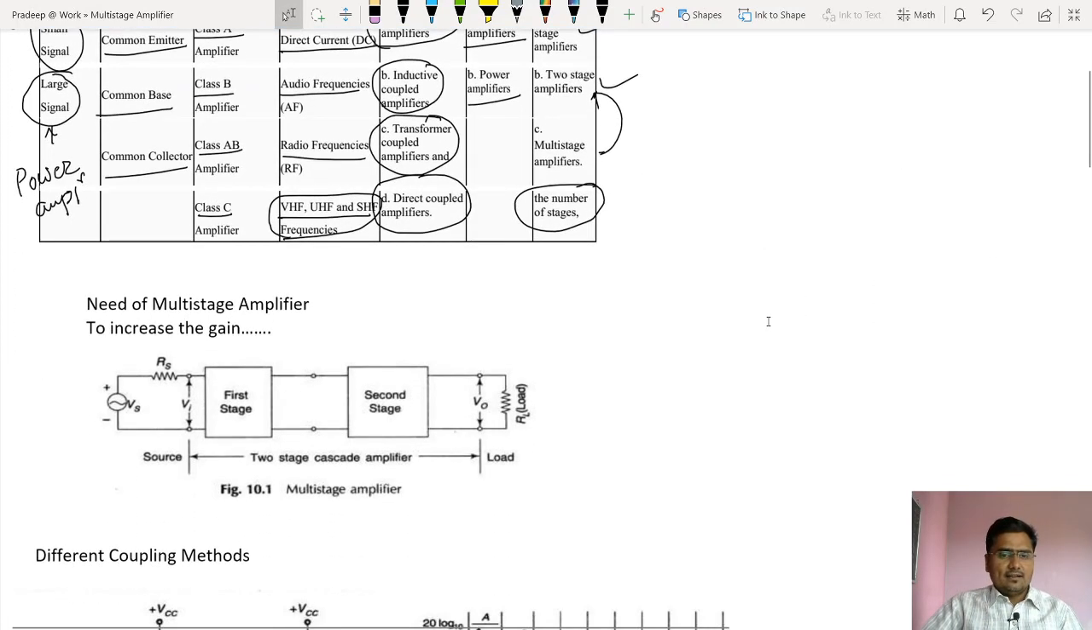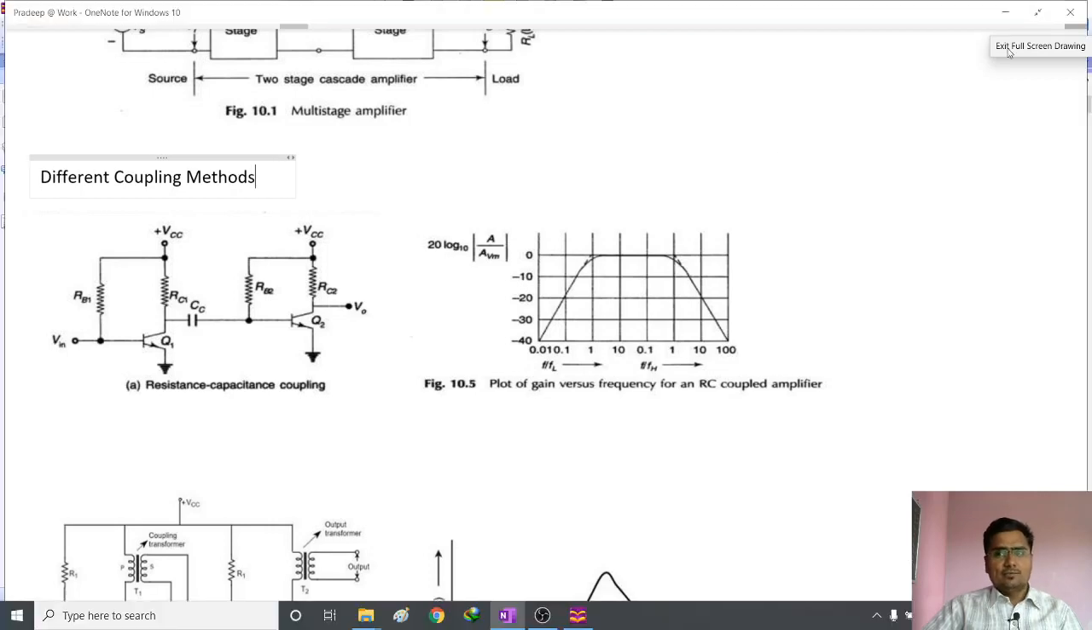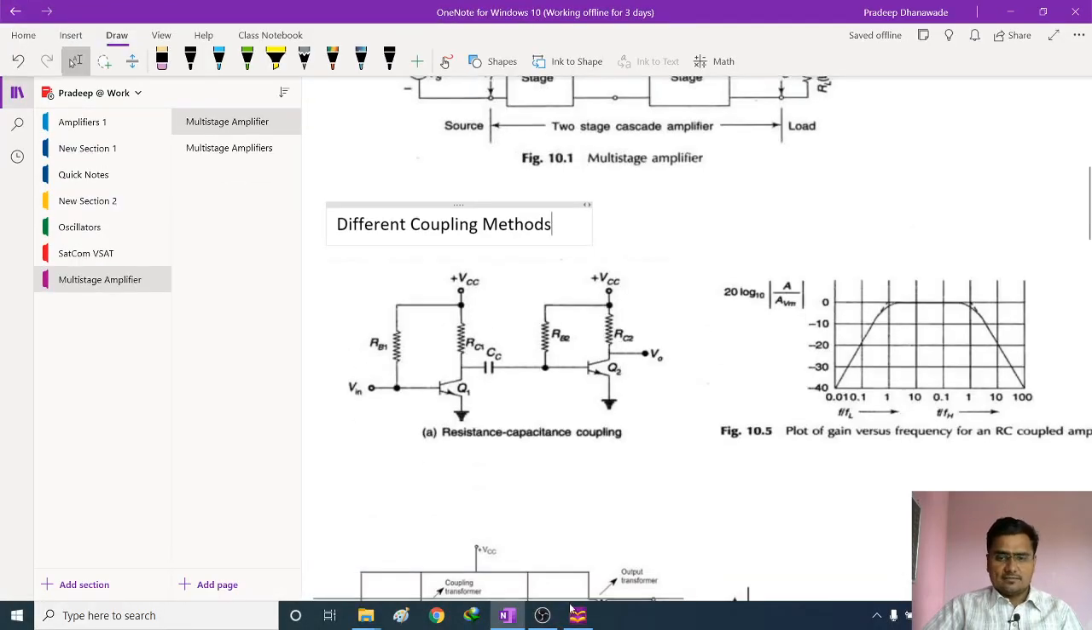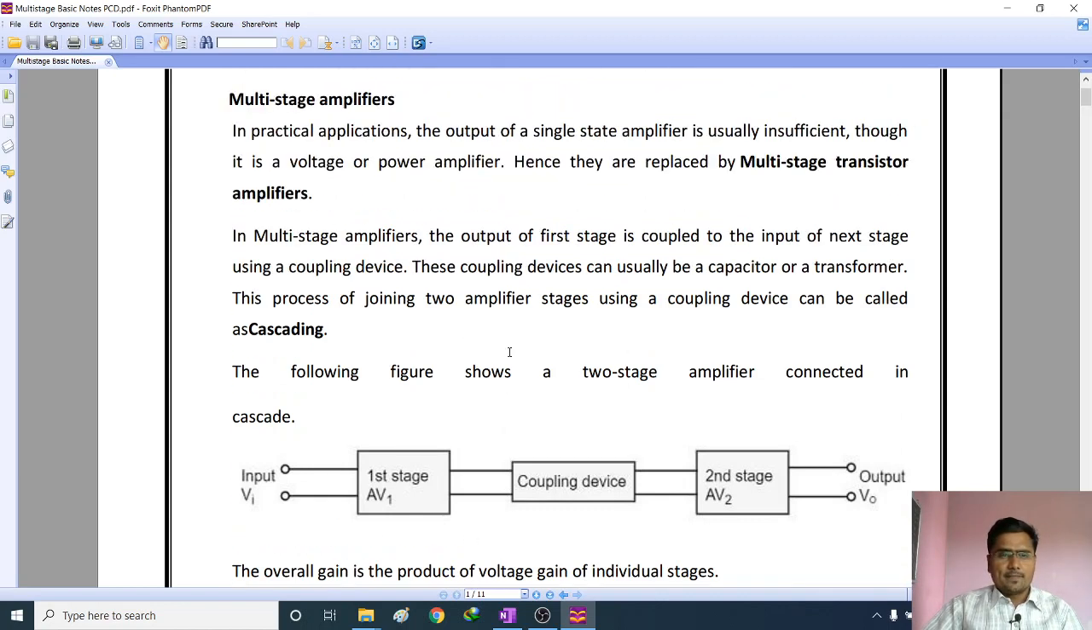We are done with that. Now, different coupling methods. How can I couple the output of one stage to the input of another stage? For that, I have one PDF where I have written all those notes. Don't worry, I'll share those notes with you.